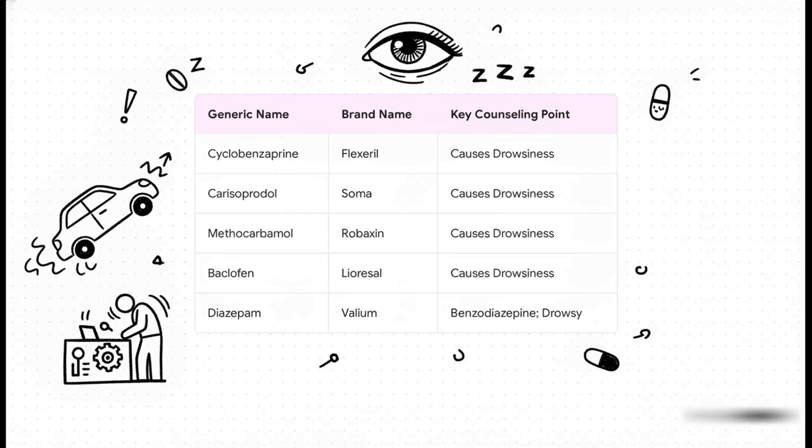Do you see the pattern? What's the one thing they all have in common? Drowsiness. This is the #1 most important counseling point for this entire class of drugs. It's a huge patient safety issue. Anyone taking these meds needs to be warned not to drive or do anything that requires them to be alert. As a technician, this is a critical warning to flag.